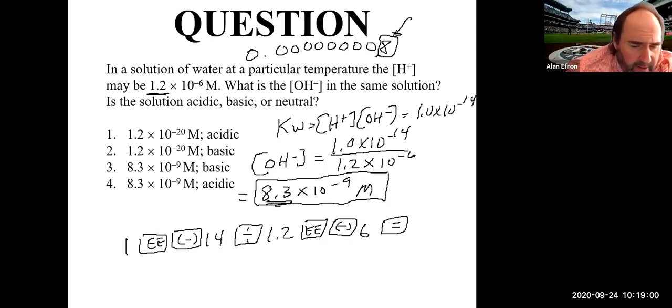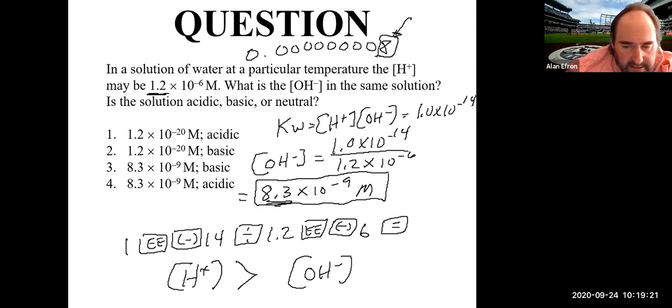At this point, what we want to compare is the H plus concentration to our OH minus concentration, and we want to see which one is larger. So hopefully when you looked at it, you were able to determine that it is the H plus concentration that is larger. 10 to the minus 6 is a larger number than 10 to the minus 9.